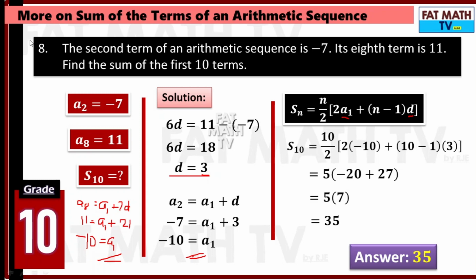So in this kind of item, first, what you're going to do is solve for the common difference. How do you do that? You just use the values of a sub 2 and a sub 8. Since the difference is 18, that is also 6 times the common difference, because you need to add the difference to a sub 2 6 times to get the eighth term.